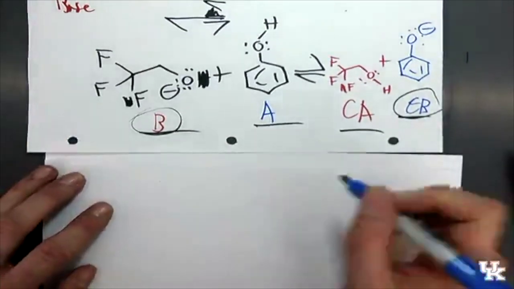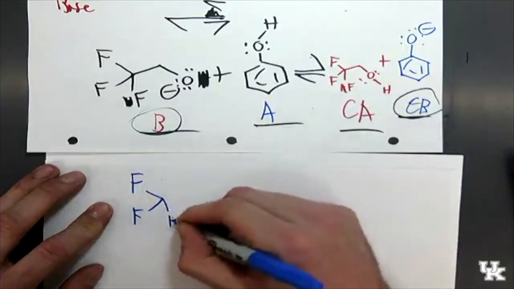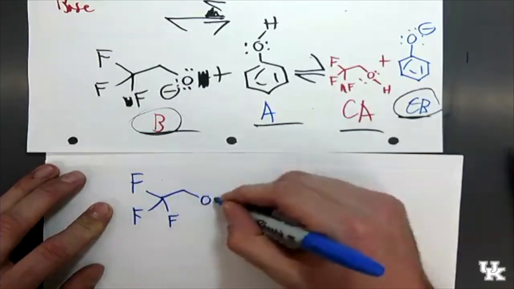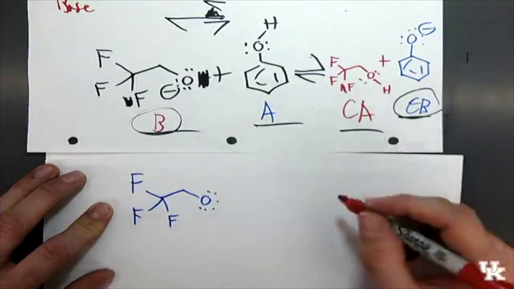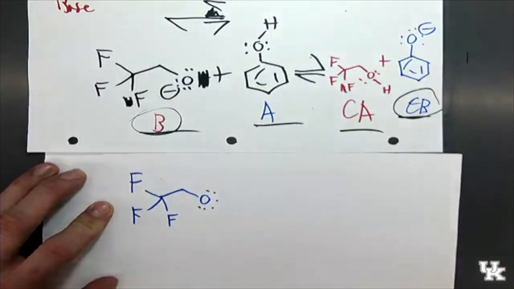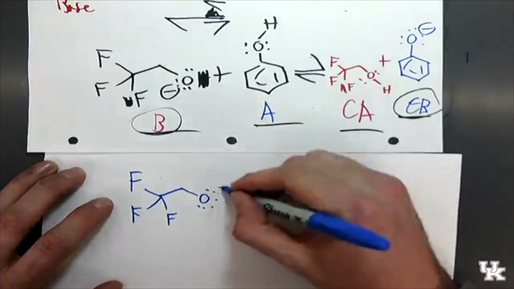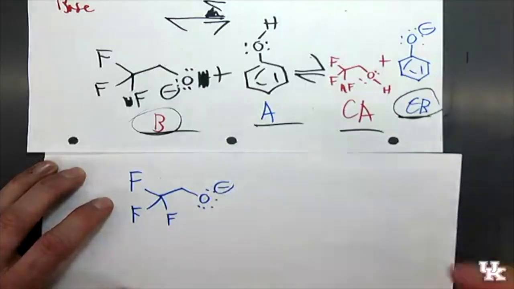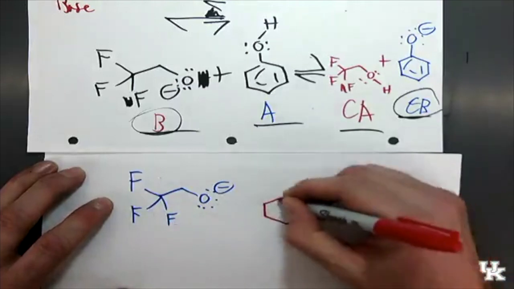So if we take those two, yeah, this time I got it. Oh no, I can't remember. Are negatives blue or red today? They're blue? Alright, good. Didn't want to forget that. That was super important. Alright, so that's one conjugate base, and the other was the phenol, right?